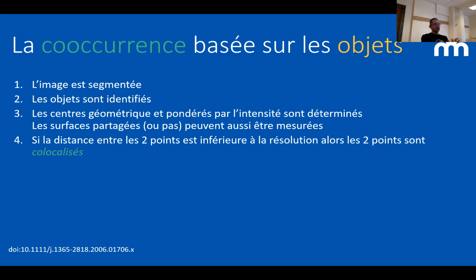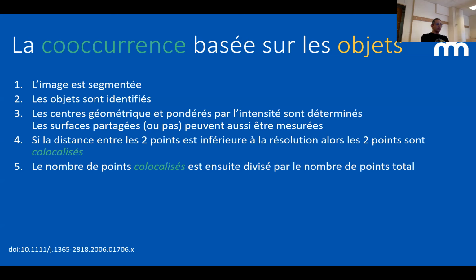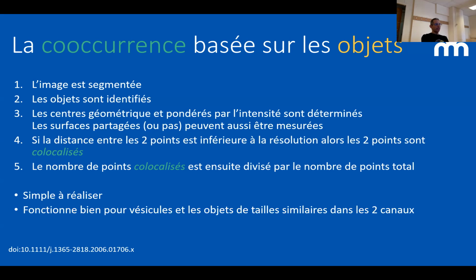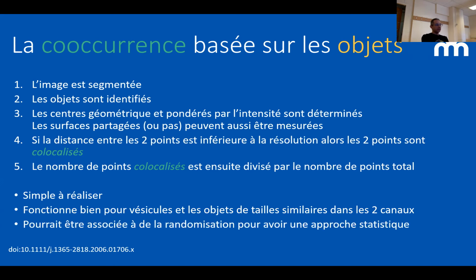Then when you are doing co-occurrence based on objects, you look at the distance between two points. And if the distance is lower than the resolution of the microscope, then we say, okay, they are in the same spot because I cannot separate them with my optical resolution. And at the end, what you do is you count the number of points that are colocalized, and you divide it by the total number of points you have. So it's very simple. It works very well for things that are delimited in size, like an object, like vesicles or little particles, and that are of similar size in the two channels.